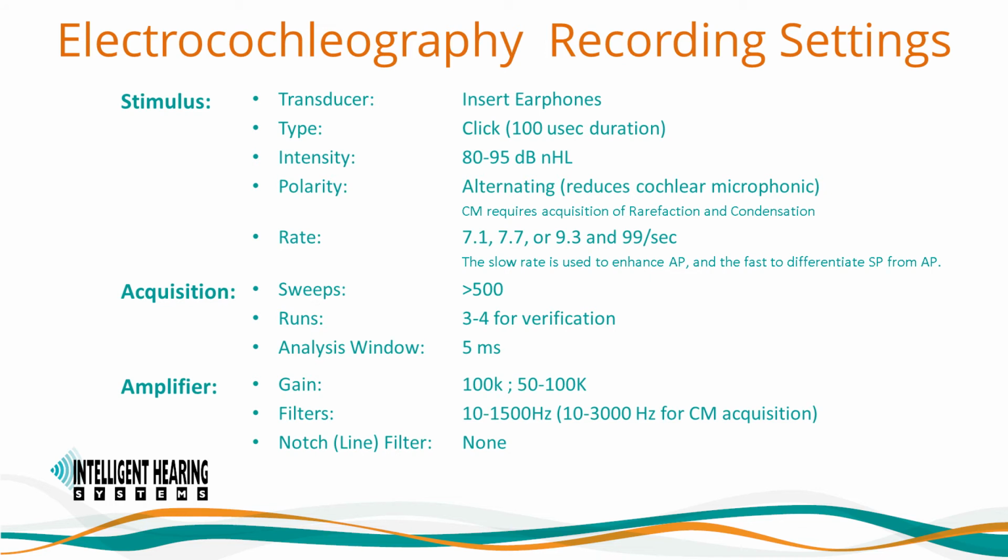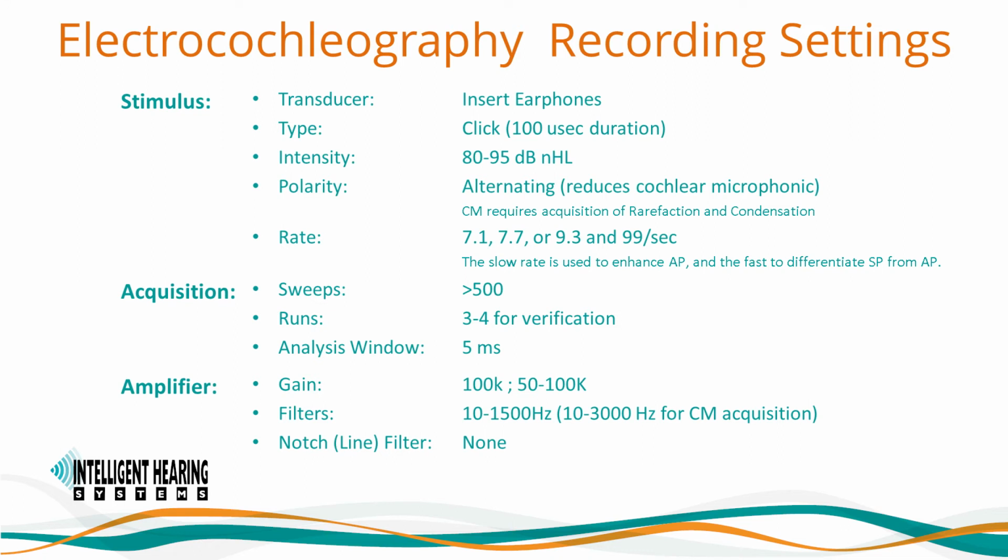Polarity is typically alternating, but this will reduce or cancel your cochlear microphonics. Thus, if you're interested in acquiring a cochlear microphonic, then you will need to acquire in both rarefaction and condensation polarities. Two rates can be used. A slow rate is used to enhance the AP component, and the fast rate is used to differentiate SP, which should remain robust as compared to the deteriorating AP at a fast rate. Some examples of slow rates are 7.1, 7.3, 7.5, 7.7, 9.3, and an example of a fast rate is 99.3 per second.